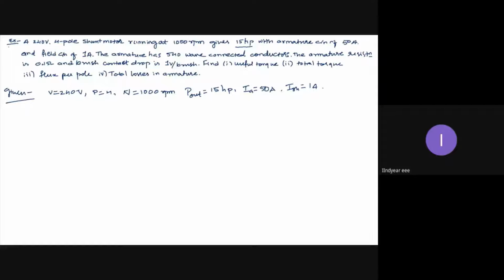Armature has 540 wave wound conductors. So Z is equals to 540 and it is wave wound. So A is equals to 2. The armature resistance is 0.1 ohms. RA is 0.1 ohm. And brush contact drop. V brush is equals to.